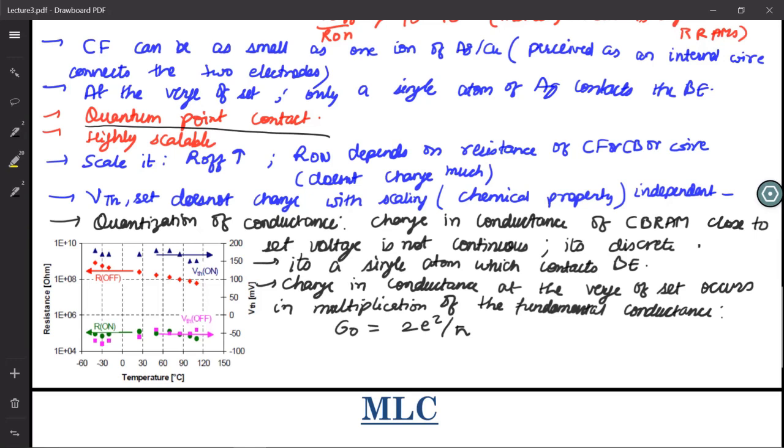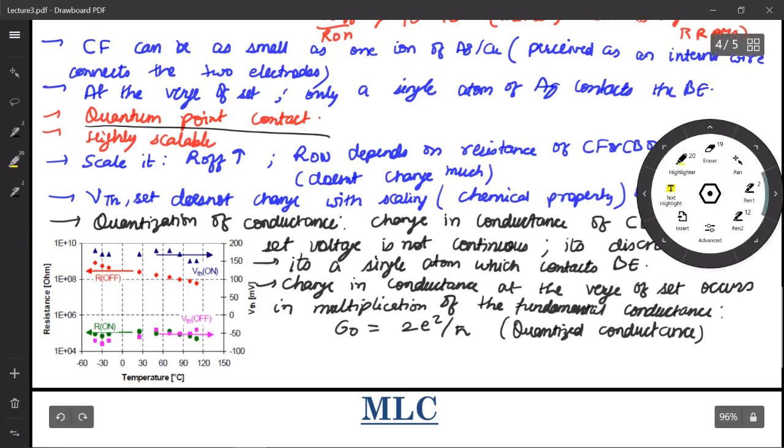And how did people come up with this quantum point contact phenomenon? They just observed experimentally what exactly happens to the change in conductance, and to explain this, they came up with the quantum point contact phenomenon. As I told you earlier, this field is like that. First, someone observes something via experiments, and then they develop theories to explain it. This is called quantized conductance, an interesting property which appears in CB-RAMs.